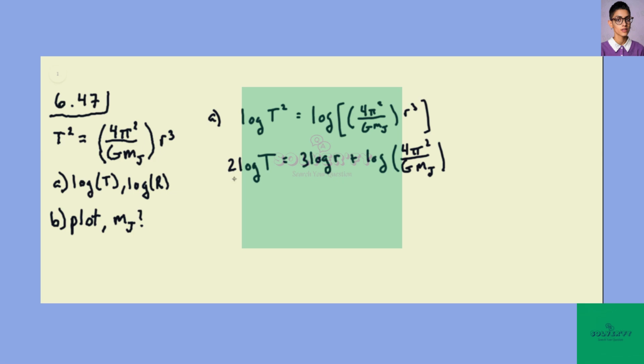And then if we just divide both sides by 2, we get log T, which is our sort of our y, equals 3/2 log r. So this is going to be our slope times x. So the slope of the line will be 3/2, plus 1/2 times the log of 4 pi squared over G m_J.